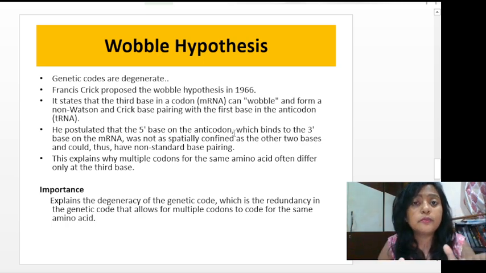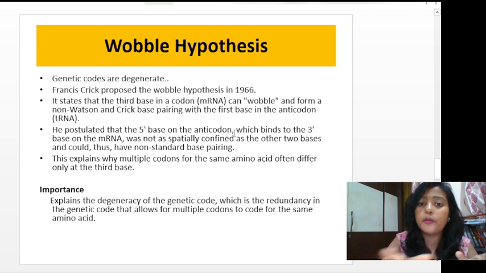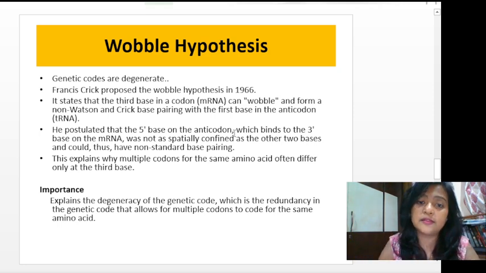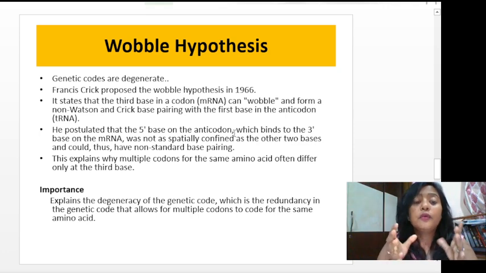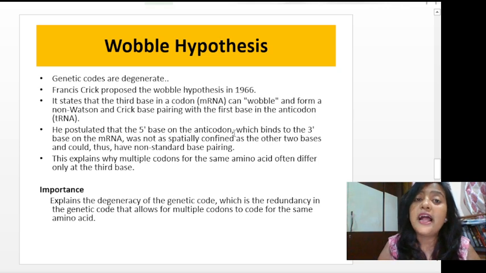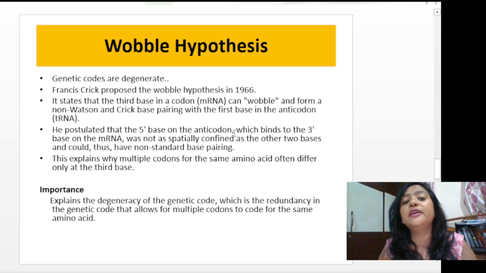In Watson-Crick base pairing, whatever the formation is, that will not be followed because of this wobble hypothesis. So it will form a non-Watson-Crick base pairing with the first base in the anticodon of tRNA. Francis Crick said that the 5' base on the anticodon, which binds to the third base in the mRNA, was not as spatially confined as the other two bases, and thus could have non-standard base pairing. This is the postulate given by Francis Crick.